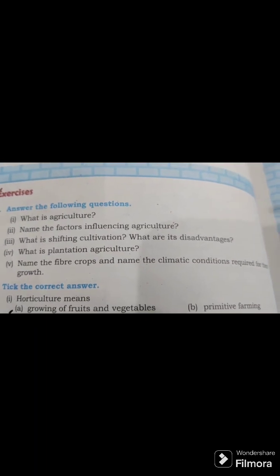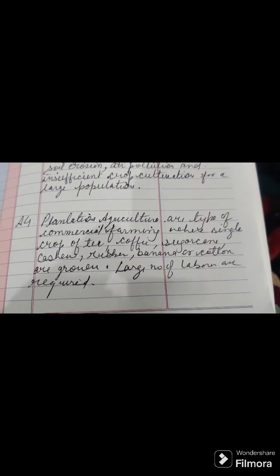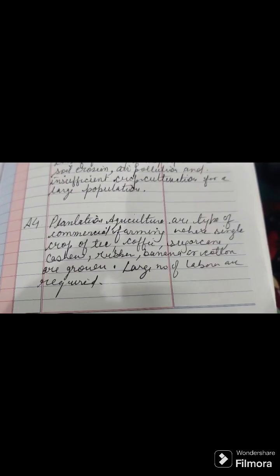Question number 4. What is plantation agriculture? Answer: Plantation agriculture is a type of commercial farming where a single crop of tea, coffee, sugarcane, cashew, rubber, banana or cotton is grown. A large number of laborers are required.